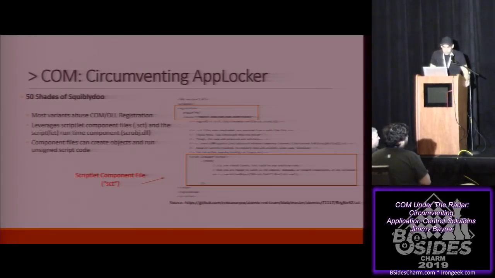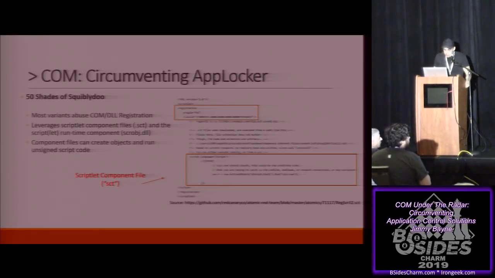This is probably one of the more well-known attacks. A lot of you defenders out there are probably familiar with this, as well as you red teamers. I call it 50 Shades of Squiblydoo because this is originally called Squiblydoo. This was actually discovered by Casey Smith initially, but it actually uses the runtime script component, and that's the scrobj.dll. And what's interesting is that you can actually use a script component file, whether locally or remotely, and you can fetch that and actually run script code.